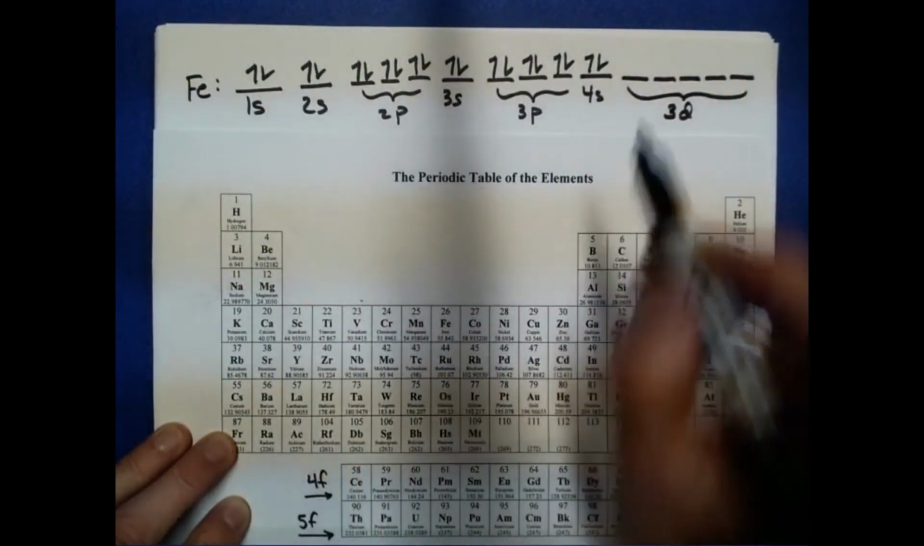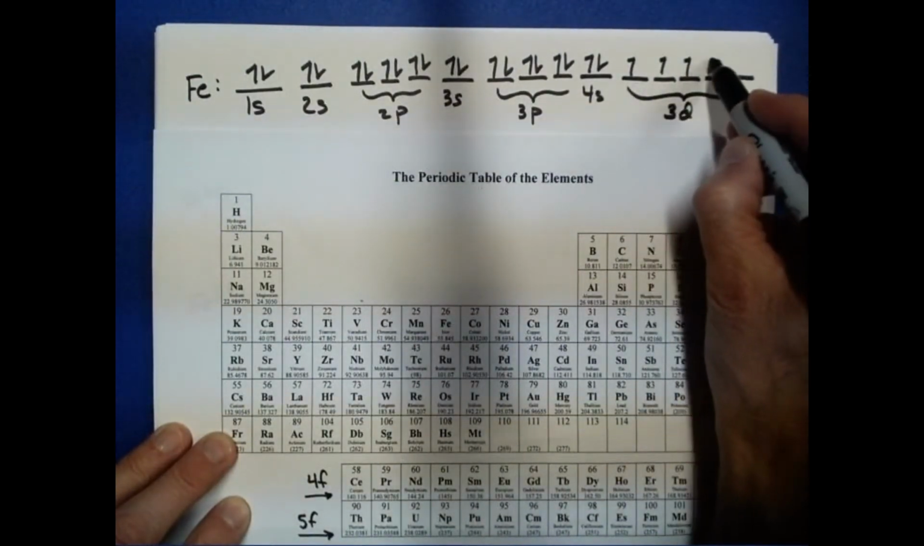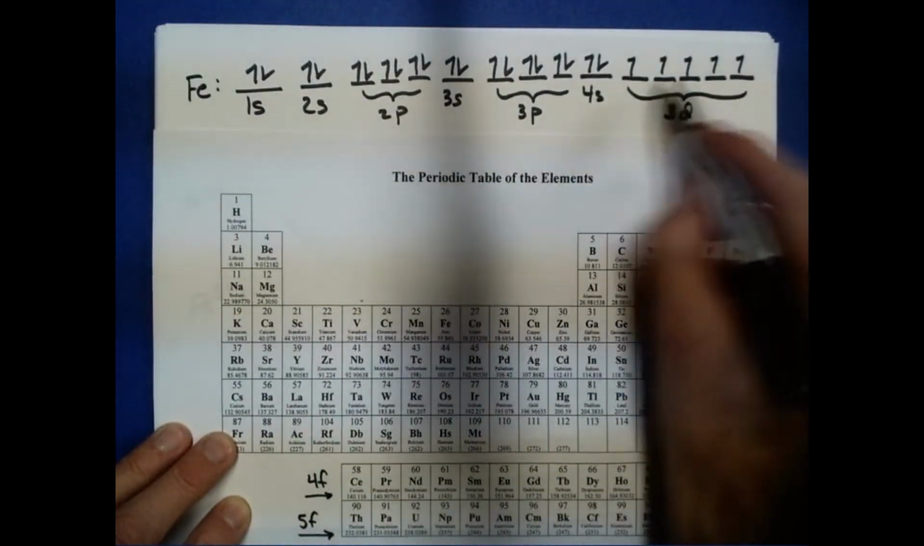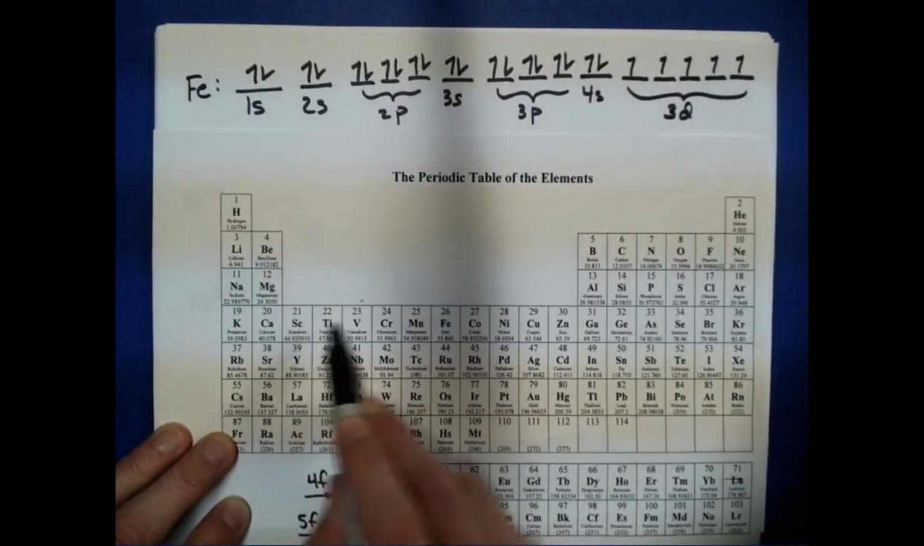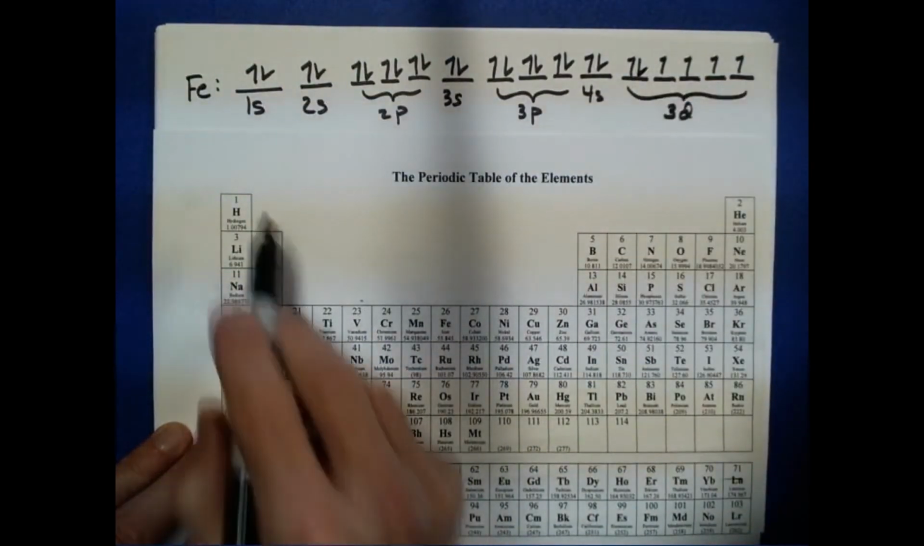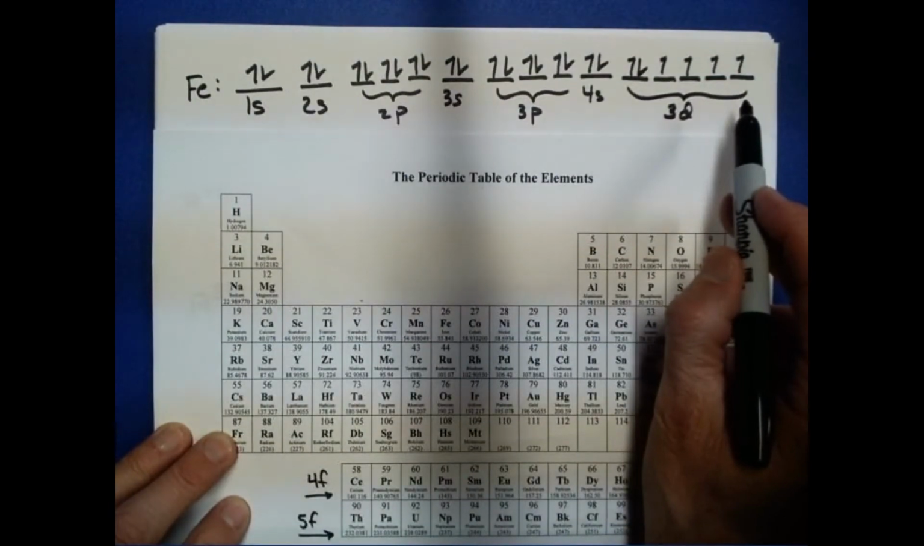And we got to remember, we're going to line the spins up first in separate orbitals before we start pairing them up. So I put 5 in. So that put me at scandium, titanium, vanadium, chromium, manganese, and then 1 more for iron. And so this would be the electronic configuration for the iron atom.